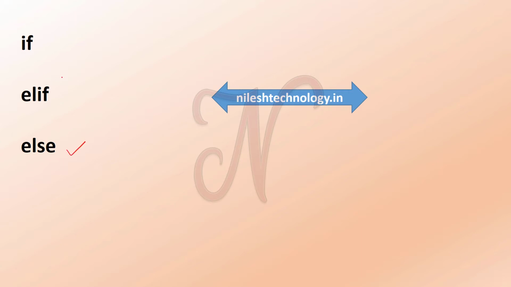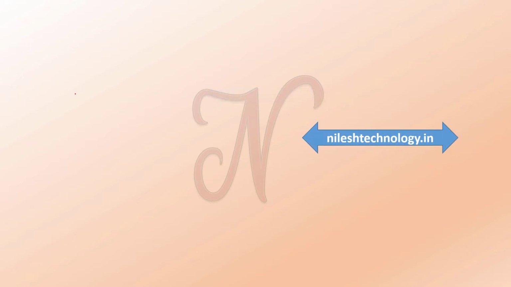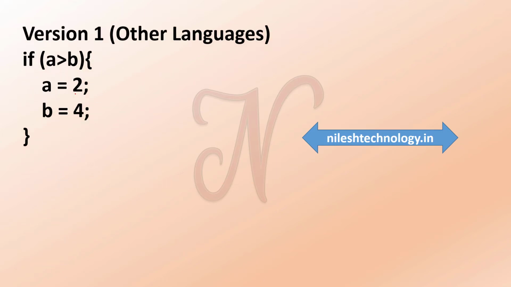Then elif means that if you have multiple conditions in your program, then this keyword can be used. So these are the three basic keywords related to the if statement. First, we compare the if syntax to other programming languages. See, the first syntax is the normal if condition in C, C++, Java and .NET languages.